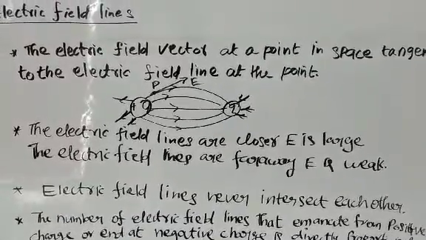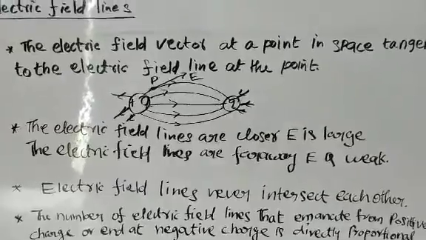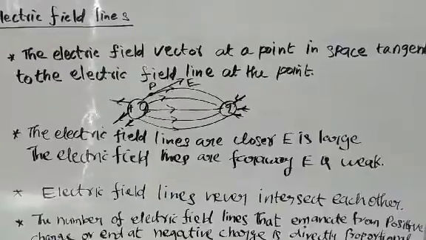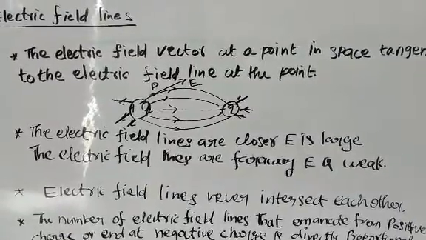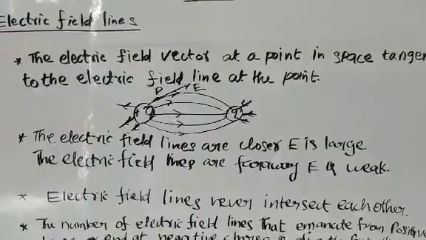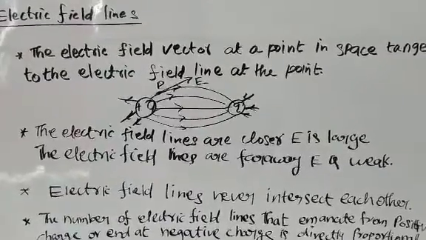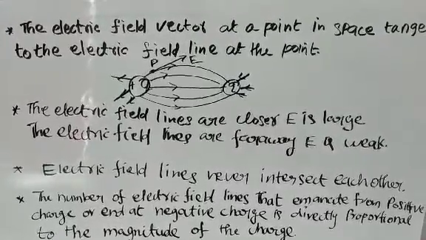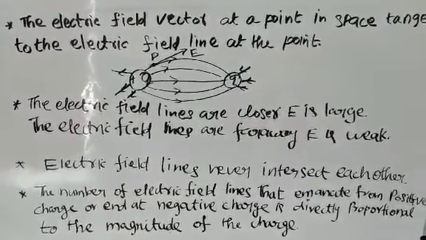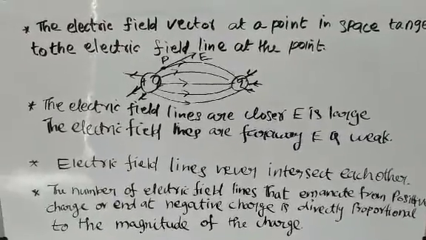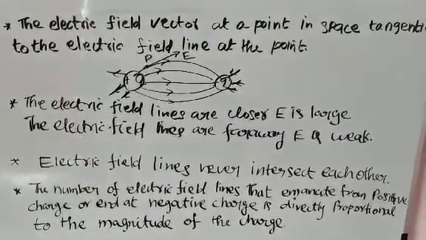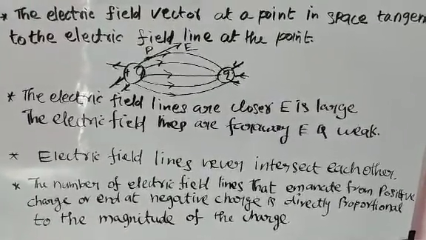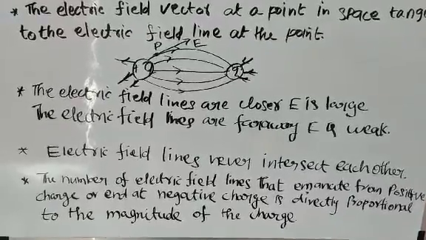From this point, near the charge, the electric field lines are crowded, so near the charge, E is strong. In the middle between the charges, the electric field lines are far apart, so E is weak. Next point: the electric field lines never intersect each other. Next, the number of electric field lines that emanate from a positive charge and end at a negative charge is directly proportional to the magnitude of the charge.